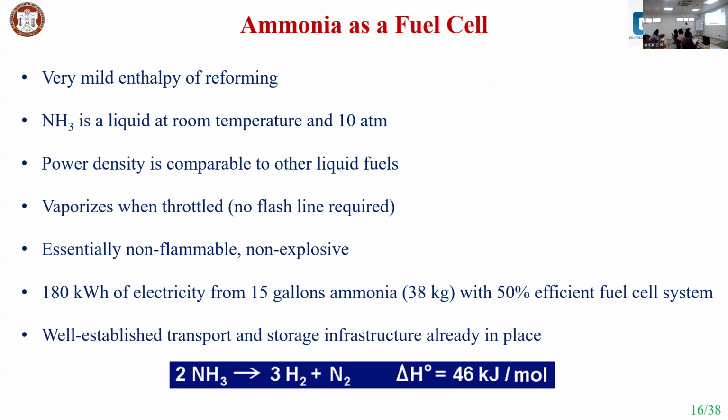If you are able to use the ammonia in a fuel cell with 50% efficiency, then from 38 kg you can produce 180 units of electricity. Well-established transport and storage infrastructure is already in place. As I know, India is now the second largest producer of ammonia. So we already know the method of producing ammonia, and bringing ammonia into the fuel cell is not going to be very complicated when compared with other countries.